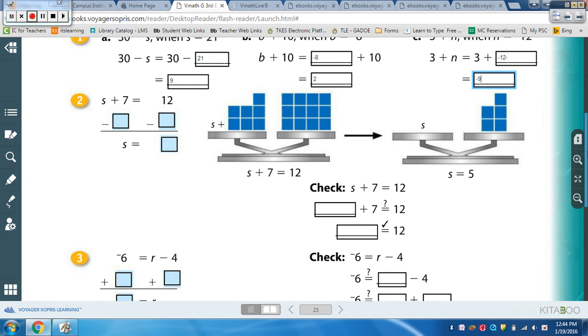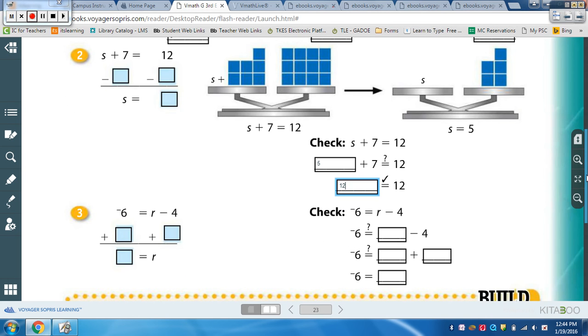So substitute 5 for s in the original equation. So we'll substitute 5 where the s would have been in the original equation here. Now, what is 5 plus 7? 5 plus 7 is 12. Does 12 equal 12? It does indeed. Therefore, our solution is correct. Notice there's a check mark above the equal sign to indicate that both sides are indeed equal.